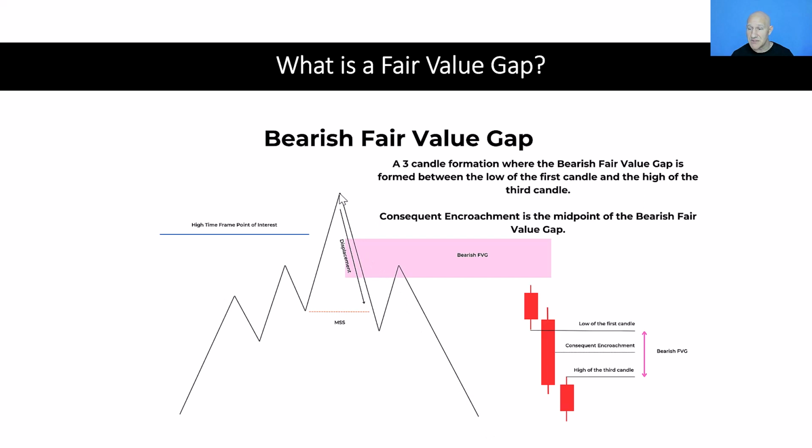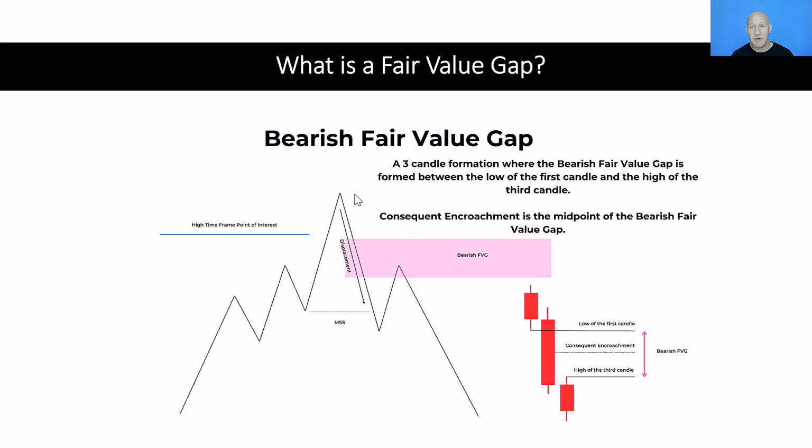It's in this actual displacement away from our high time frame point of interest that we're going to be looking for our bearish fair value gap. Now, a bearish fair value gap is our 3 candle formation, so 1, 2, 3 candles, and the fair value gap is located between the low of that first candle and the high of that third candle.